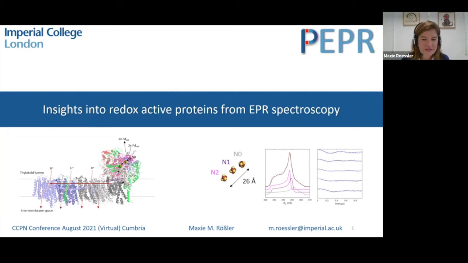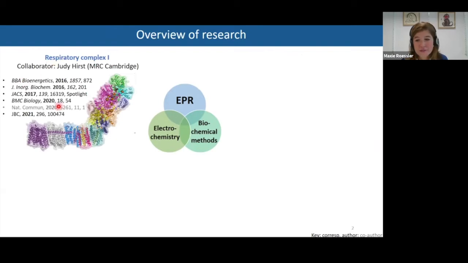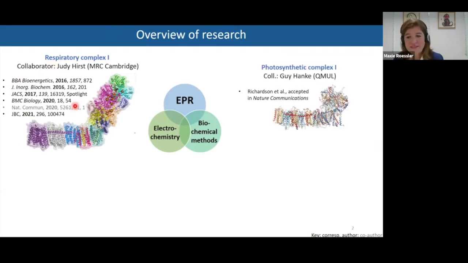Okay, so just to start off, I'd like to give you a little bit of an overview of what we actually do in my group. So we combine EPR spectroscopy, electrochemistry, and biochemistry to unravel the mechanisms of some pretty complex redox active enzymes. And numerous enzymes rely on redox reactions and are involved in quite essential biological processes, such as in respiration and also in photosynthesis. And luckily for us, unpaired electrons are often located in quite mechanistically key locations.